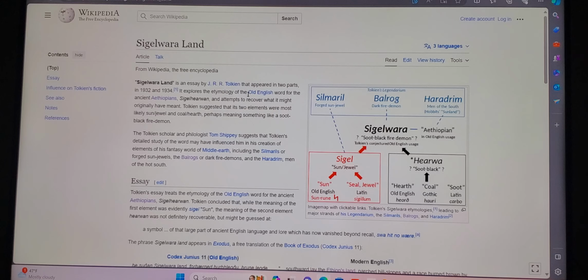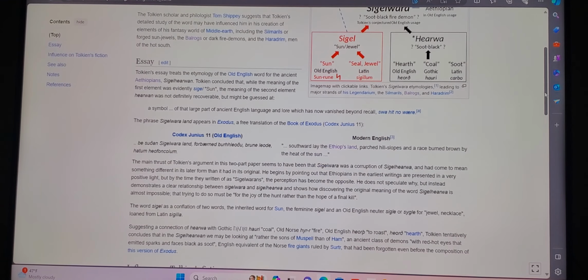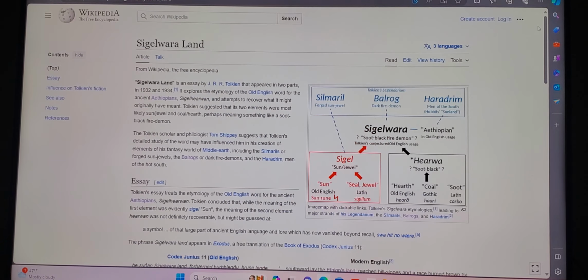It explores the etymology of the Old English word for the ancient Ethiopians, including the civilised or forged sun jewels. The Balrogs are dark fire demons, and the Haradrim, men of the hot south. All right. They know the power has always been with us. Okay. So you look up this word in Old English, the sigil wara, right? That's the Ethiopians.